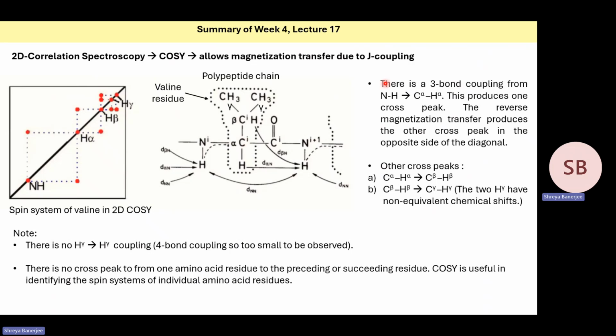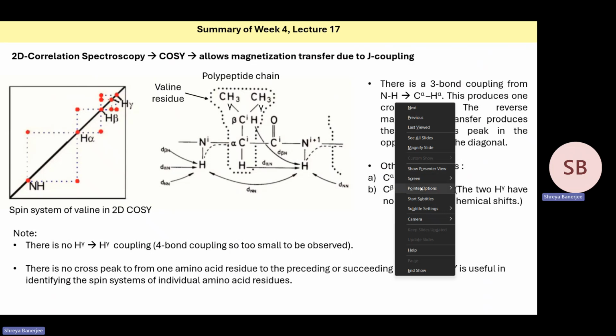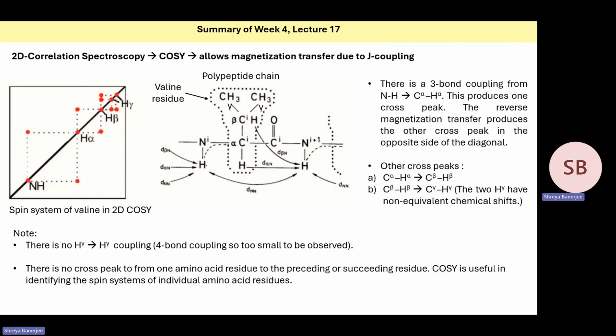In this case, first we know that there is a 3-bond coupling from NH to C alpha H. So here, between these two hydrogens, there is a 3-bond coupling. 1, 2, 3, 3 bonds. We can call this kind of coupling 3J. Wherever there is this kind of coupling, that means these two hydrogens are correlated and you will get a peak in the COSY spectra.